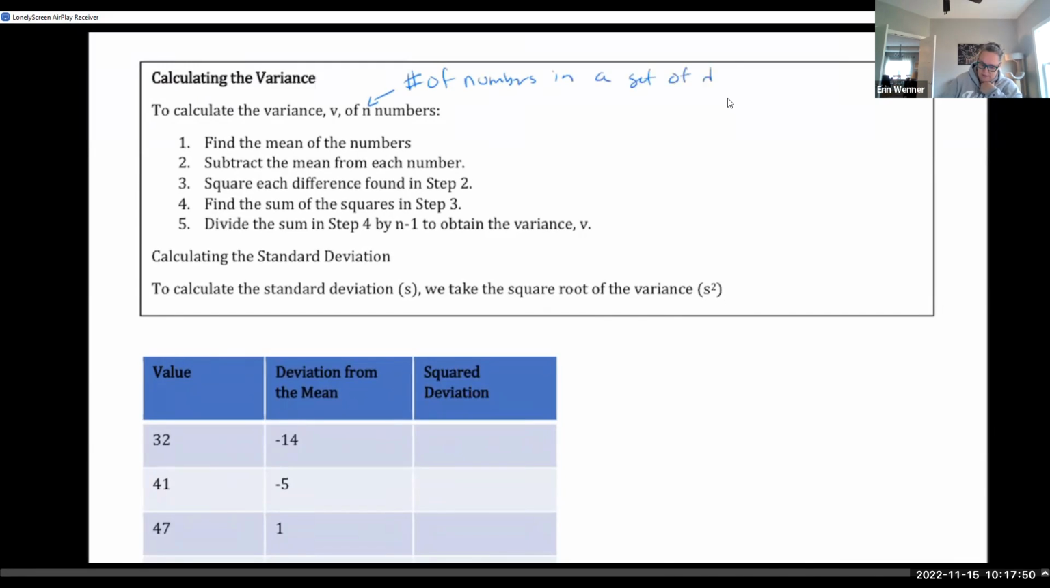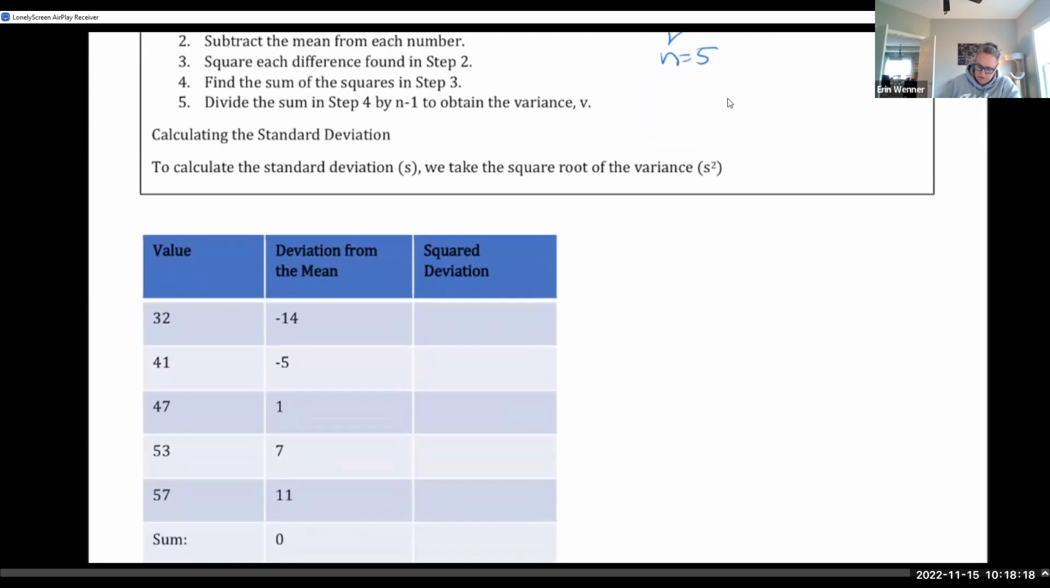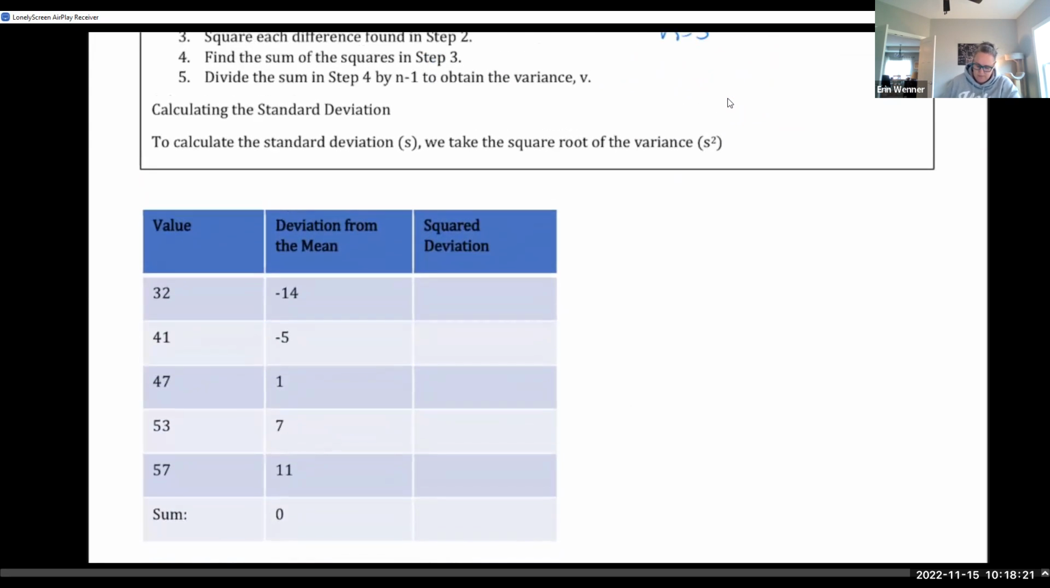So with our data set, we have 32, 41, 47, 53, and 57. Because there's 5 numbers there, we would say that n equals 5. So in order to calculate the variance, we first find the mean, which we did. We know that our mean is 46. And then you're going to subtract the mean from each number, which again, we did on the previous page. I copied that information down. So we've got our data points in the first column, the deviation from the mean in the second column.